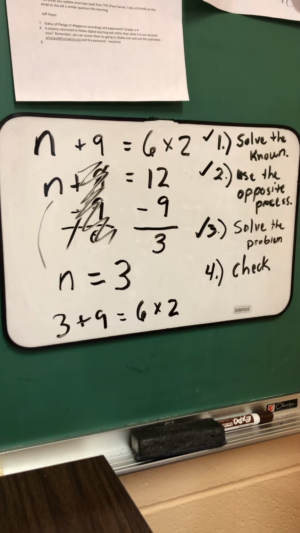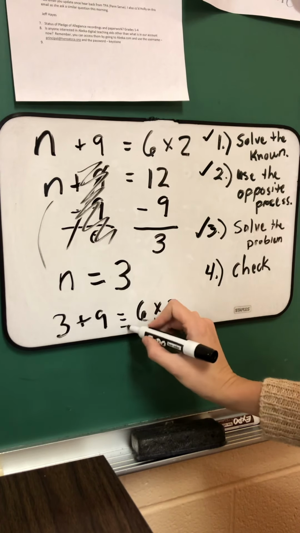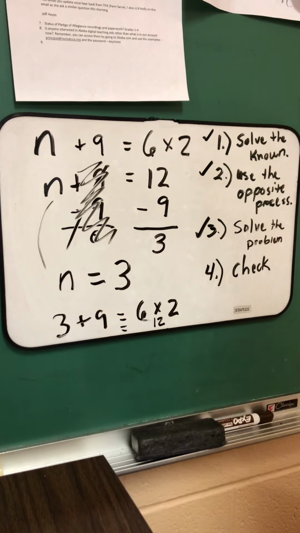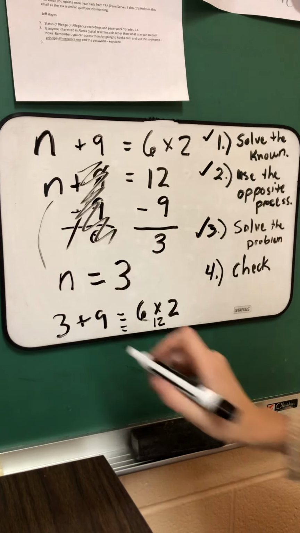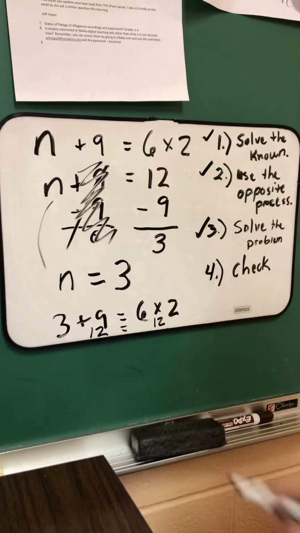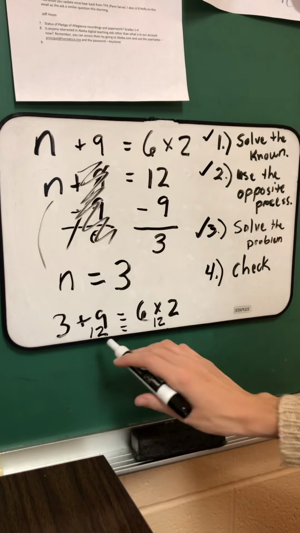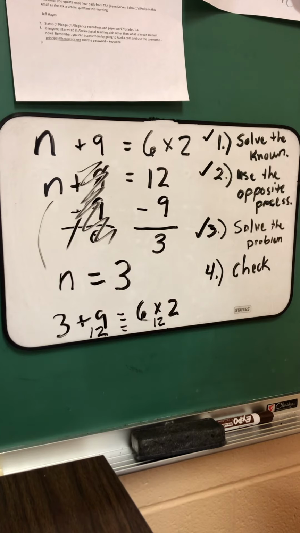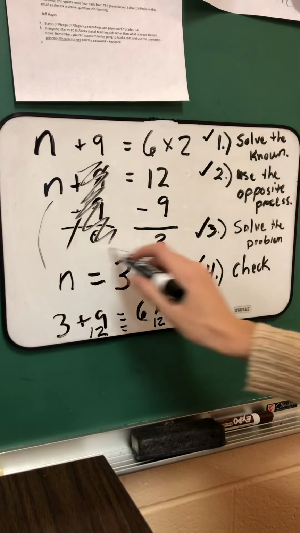Let's check. Well, we know that 6 times 2 is 12. But what's 3 plus 9? 9, 10, 11, 12. Does 12 equal 12? Are they equal on both sides of the equation? Yes. N is 3.